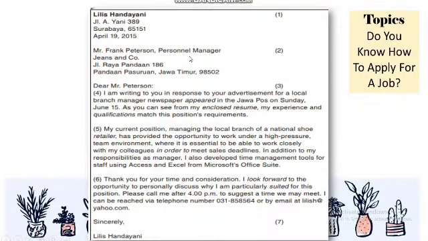Okay, here's the example about the topic. Do you know how to apply for the job? This reading text you can find on your ebook. Okay.